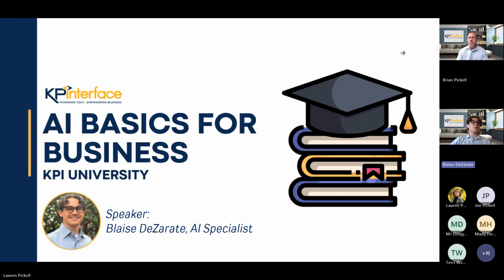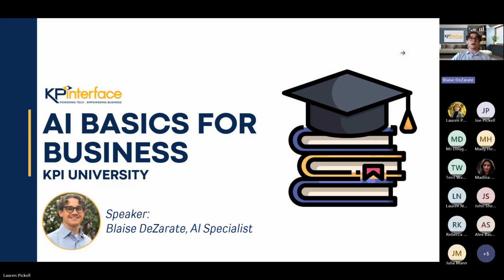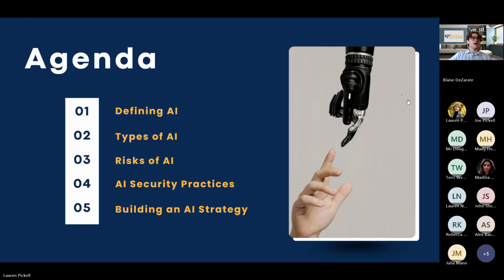And again, this is AI 101. It's basics for business, so no question is too basic. Drop any questions in the chat throughout this whole presentation. Nothing is too basic. So if you have any questions, just let it fly in the comments. Our agenda today, we're going to define AI for you guys, talk about the different types of AI, explain the risks associated with it, get into the best security practices when using AI, and lastly, building out your AI strategy.